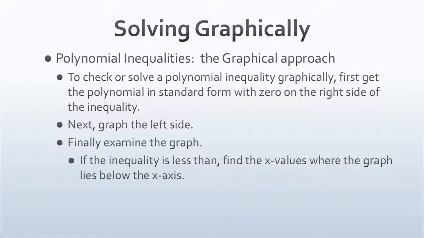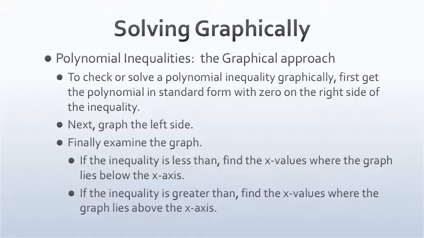If the inequality is a less than, then we're looking for x values where the graph dips below the x-axis, and we write down the intervals of x values where that occurs. If the inequality is a greater than, then we're going to look for the x values that occur where the graph lies above the x-axis and write down the range of values for those.